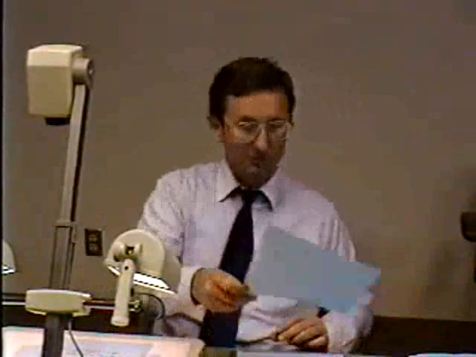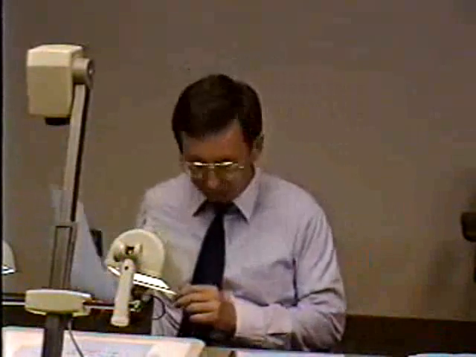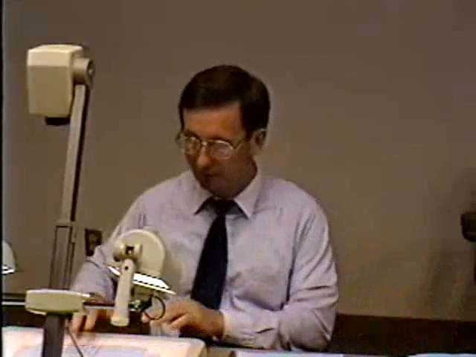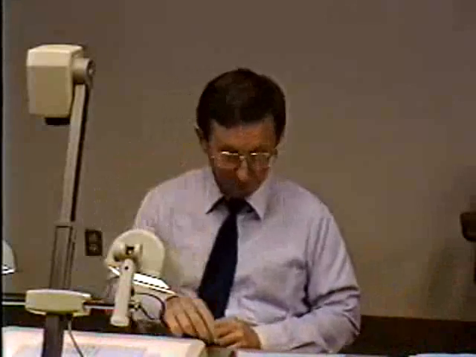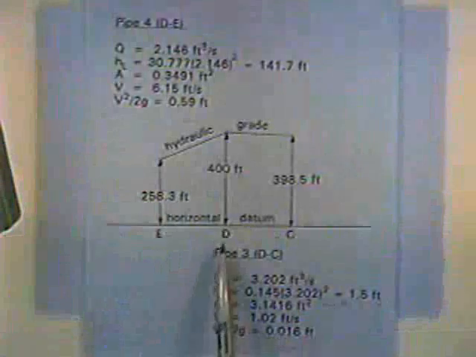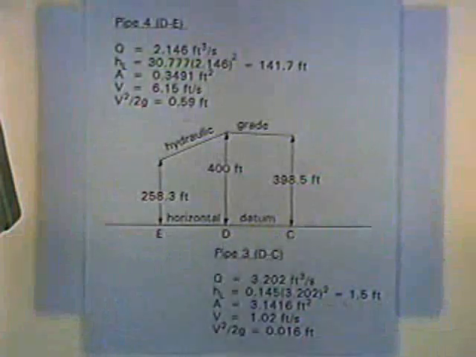Well, I can't draw the whole scheme of all the pipes, but I did draw a couple of the pipes so we can draw the hydraulic grade. And so the pipes I chose to draw was the pipe connecting D to E and the pipe connecting D to C. And I just plugged in the numbers we computed.